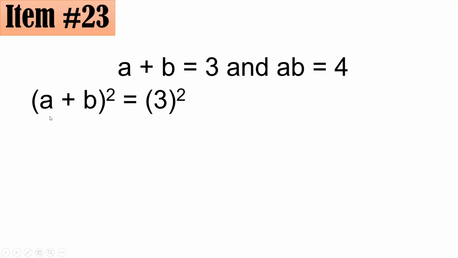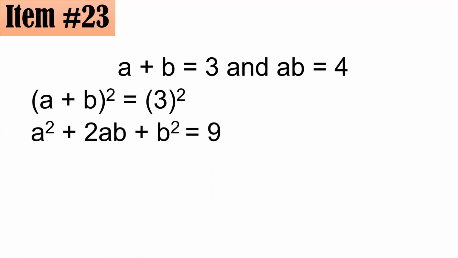Okay, what's the square of A plus B po? That would be A squared plus what? Plus 2. Very good. Thank you po, Sir Chad. It's A squared plus 2AB plus B squared, which is equal to the square of 3, which is 9.